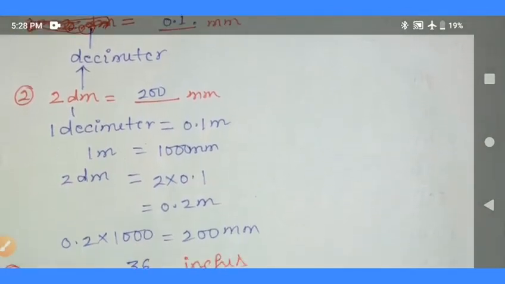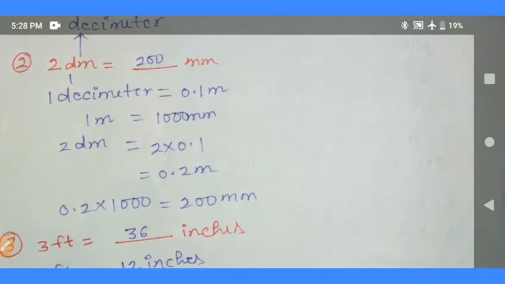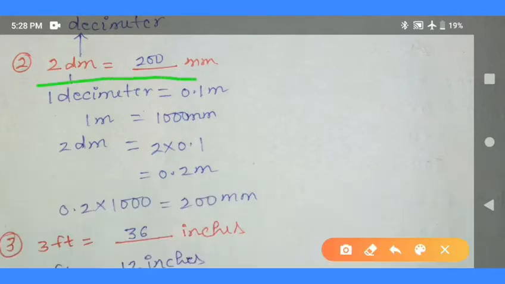Here question number second: 2 dm is equal to dash mm. Dm means decimeter. Now in this case, 2 dm is equal to 200 mm. So 1 decimeter is equal to 0.1 meter.